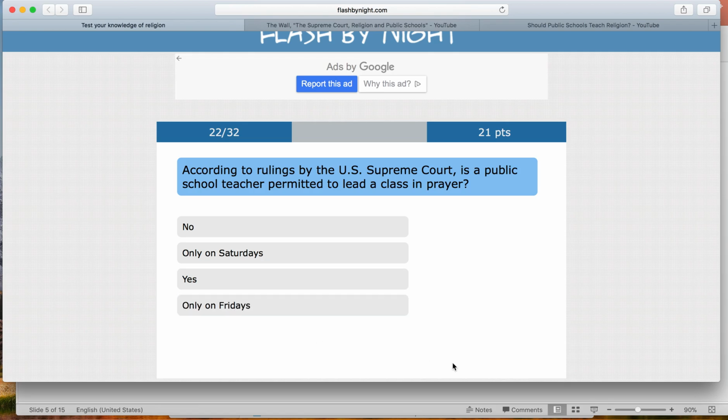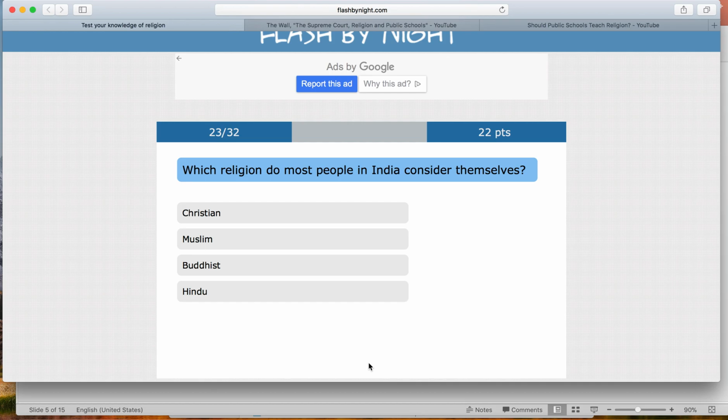Okay, according to the rulings by the U.S. Supreme Court, is a public school teacher permitted to lead a class in prayer? Is it no, only on Saturdays, yes, or only on Fridays? If you selected no, you are correct. Okay, next question. Which religion do most people in India consider themselves? Is it Christian, Muslim, Buddhist, or Hindu?